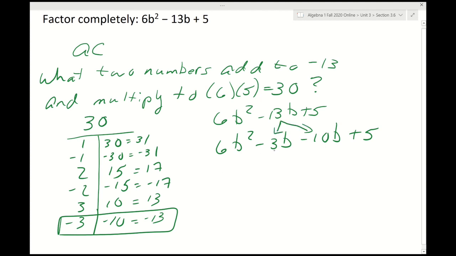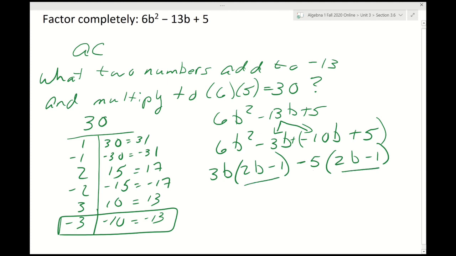So here I have a 3b, which leaves me with 2b minus 1. Here I have a negative 5. That leaves me with a 2b minus 1. They have a 2b minus 1 in common. And that leaves me with a 3b minus 5.